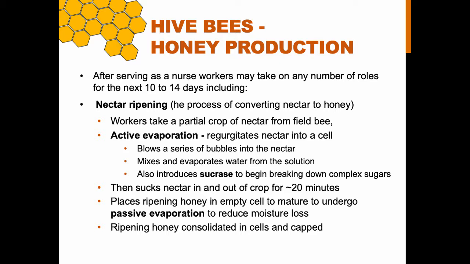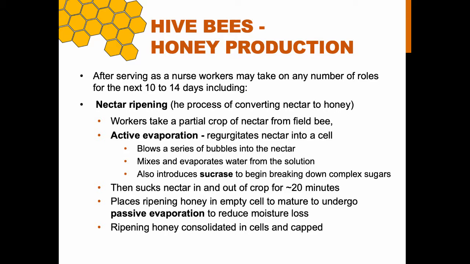Once they blow a couple bubbles into it, they continue to mix it by sucking the nectar in and out of their crop for about 20 minutes. So you just sit there and spit it out, suck it in, spit it out, suck it in. And this again just mixes and reincorporates everything they put in it. At this point, the nectar is considered ripening, and they place that ripening nectar or honey into an empty cell with other ripening honey and allow it to mature. They just leave it in an open cell where the water is going to evaporate out of it, and it's going to start to thicken up and get down to just the sugars.